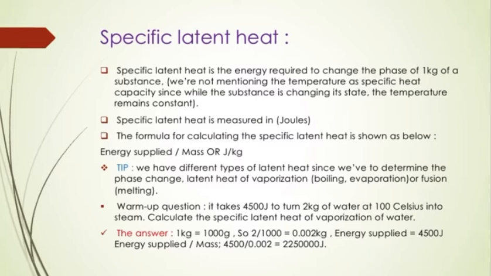So guys, what is it? Specific latent heat is the energy required to change the phase of 1 kilogram of a substance, and no temperature change is needed. Don't forget this. Why? Since we are not mentioning the temperature, as with specific heat capacity. Why? Since while the substance is changing its state, the temperature remains constant. Don't forget this: while the phase change is occurring, the temperature remains constant.